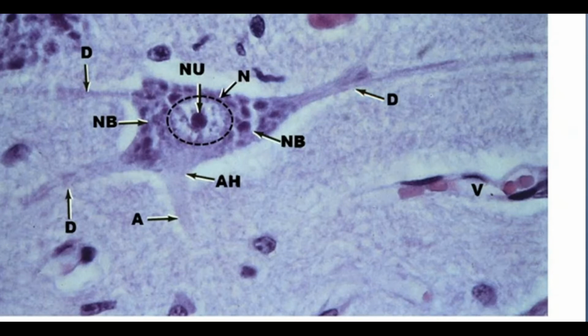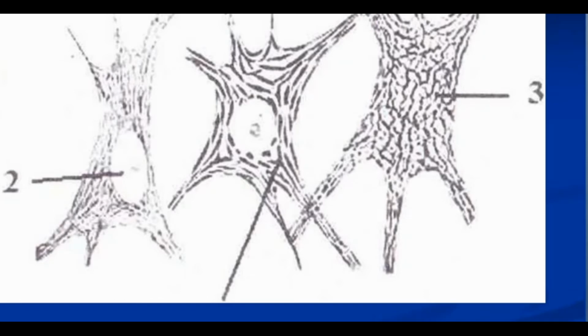Nissl bodies are present in the cell body and dendrites. They are absent in the axon. Neurofibrils, stained by silver salts, are cytoplasmic fibrils in the cell body where they form a branching network and extend into all processes. Each fibril consists of a collection of neurofilaments. They provide mechanical support and stability to the cell.